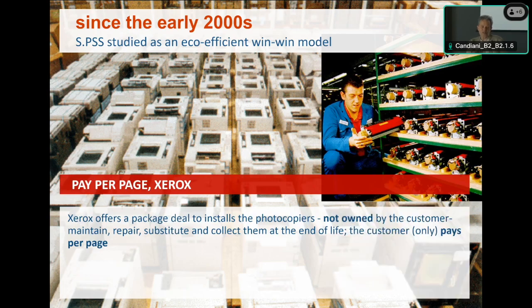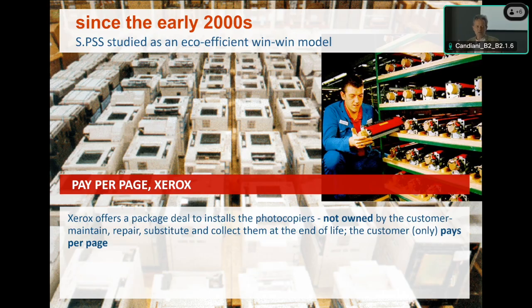Xerox, in that period, without thinking about the environment, but just for differentiation, decided to offer the copier in a different way. So I'm not selling you the copier. I keep the ownership of the copier, and you pay per page. Every page that you print, you pay to me. And if something happens to the copy machine, I come there and I fix it. If at the end of the life, I take it back, and so on.